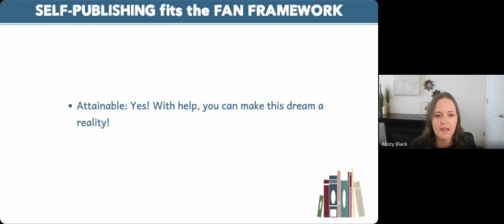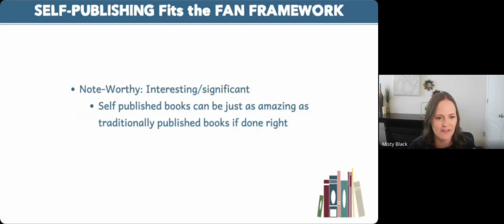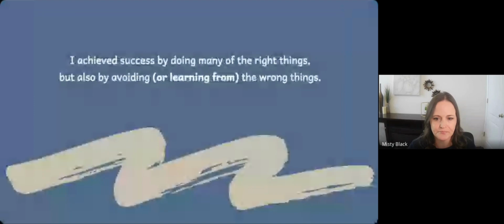And then I want to hear in the chat which publishing avenue you think is the best fit for you. Which do you think you'd like to attain? Traditional, vanity, or self-publishing? I love that we have a lot of selves coming through. The last thing I want to mention is that the N stands for noteworthy, meaning it's interesting and significant, because if done right, self-published books can be just as amazing as traditionally published books. You just need to know how, and we'll cover that today.